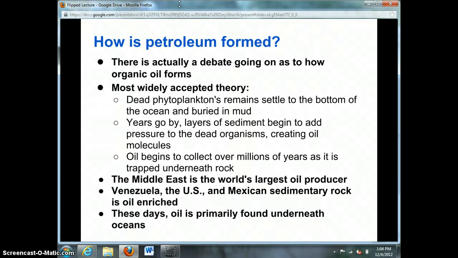The Middle East is the world's largest oil producer, but Venezuela, the U.S., and Mexico also have a lot of oil-enriched rock very far down below the surface. And these days, oil is harder and harder to find, so it's primarily found underneath oceans.